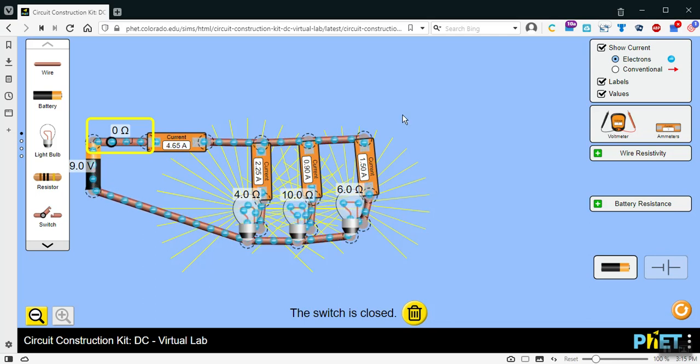So again, we use the equation V equals I times R. Voltage is still 9. The current now is 4.65. So 9 is equal to 4.65 times the resistance. In this case, we take 9, divide by 4.65, and we get 1.935, and the decimal goes on.